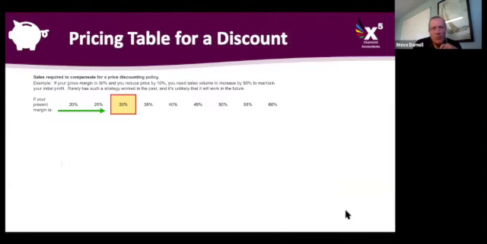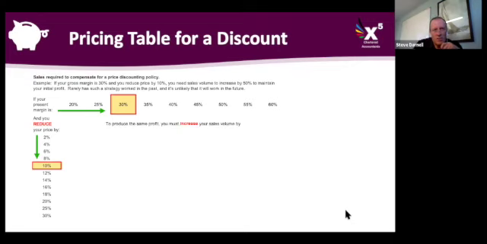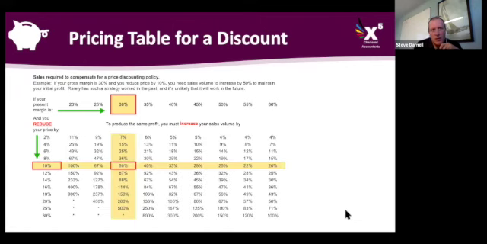If you look at the pricing table for a discount, if you're running a business making a 30% gross margin, and an awful lot of businesses, certainly retailers, make that, manufacturers are probably more like 50%, and software businesses are much, much higher. But if you're running at a 30% gross margin and you reduce your price by 10%, what this table looks at is by how much do you have to increase sales just to stand still? It's a bit of a shocker, because you've got to increase sales by 50% just to stand still if you discount by 10% at a 30% margin.